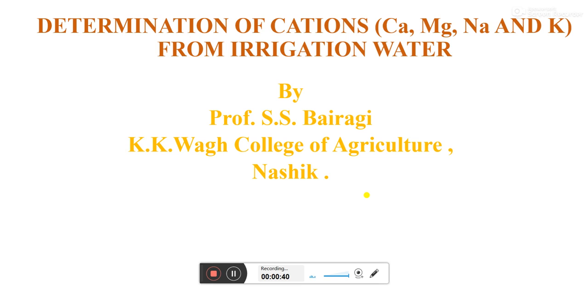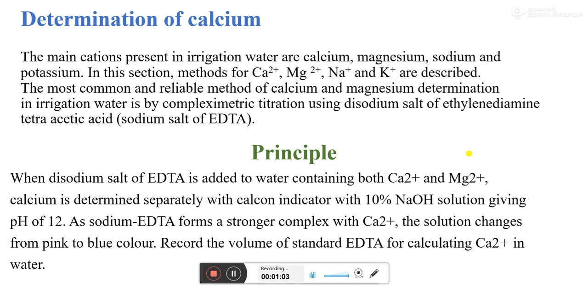If you see, calcium has a plus 2 charge, magnesium plus 2 charge, sodium is also positively charged, and potassium is also a positive charge. So let's see how we determine these cations from irrigation water. The main cations present in irrigation water are calcium, magnesium, sodium and potassium. In this section, methods for calcium, magnesium, sodium and potassium are described.